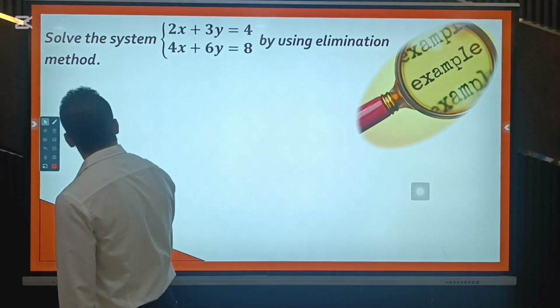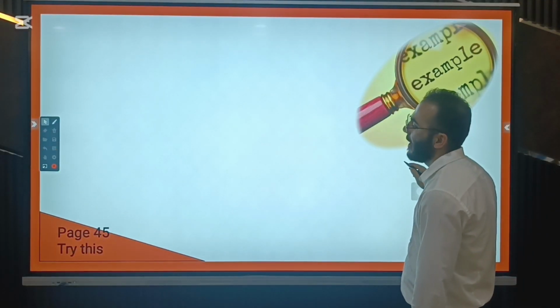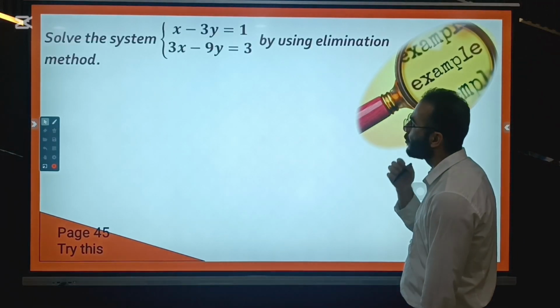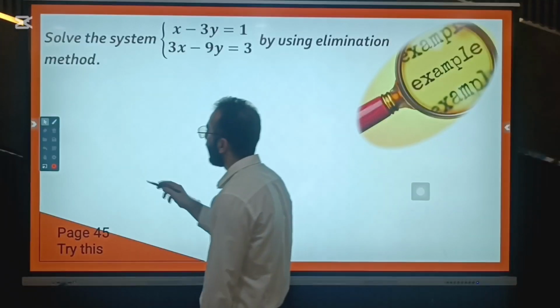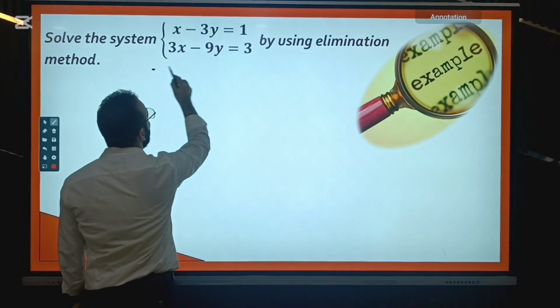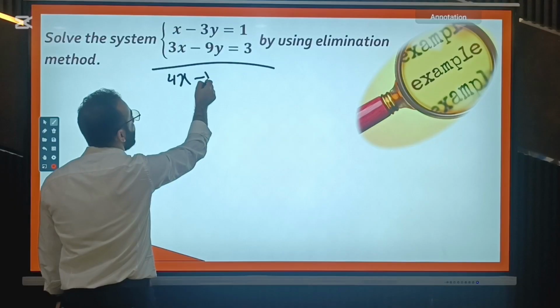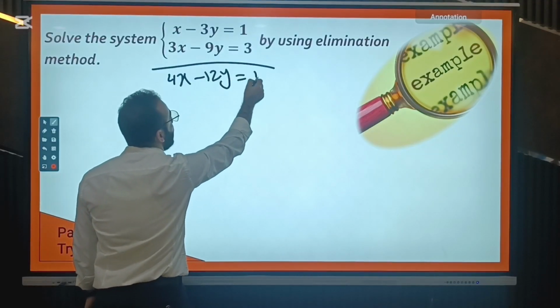I hope that was clear. The next question, do we have it? Yes, page 45. Try this. Okay. What was the first step in elimination? Adding the equations. So x plus 3x, 4x, negative 3y minus 9y, negative 12y, 1 plus 3, 4.